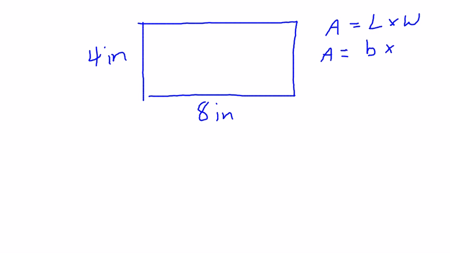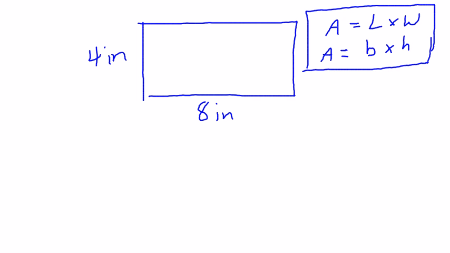Okay, just as a quick review. If I had a rectangle that measured 8 inches by 4 inches, and I wanted to figure out the area, I would take its length and multiply it by its width, or this formula can be written as area equals base times height, right? We said that these are two ways of expressing the exact same formula. Area equals length times width, or area equals base times height.